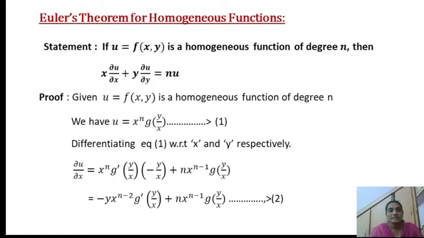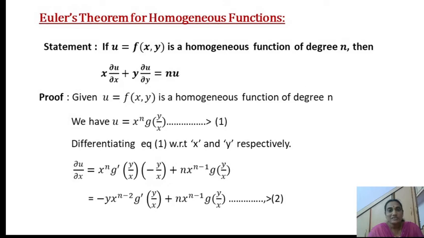Okay, now let us see Euler's theorem for homogeneous functions. The statement of this Euler's theorem will be, if u = f(x,y) is a homogeneous function of degree n, then x ∂u/∂x + y ∂u/∂y = n u.